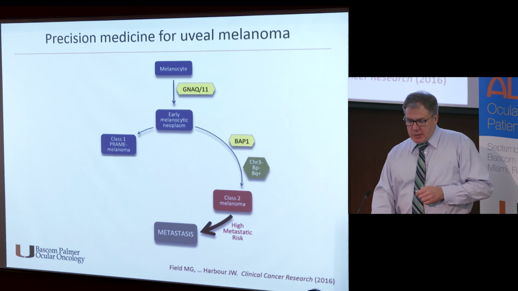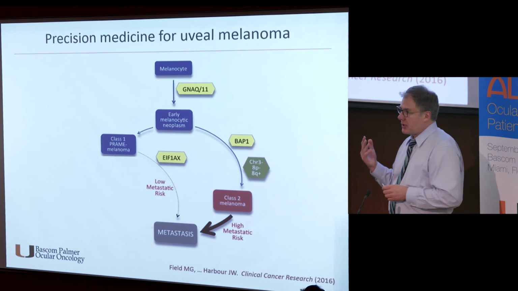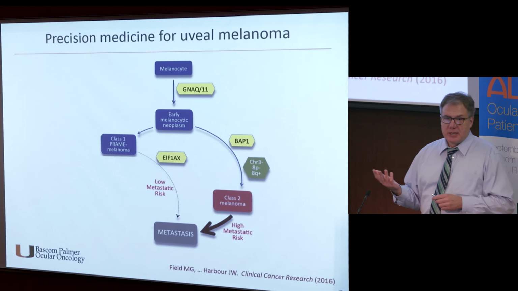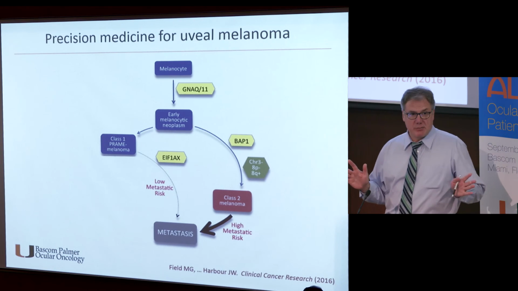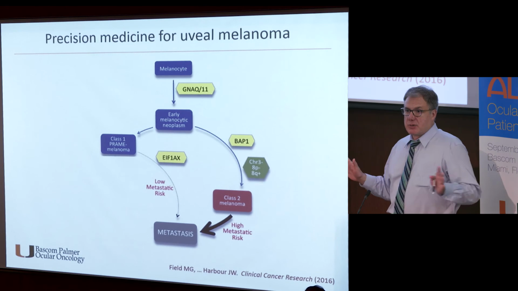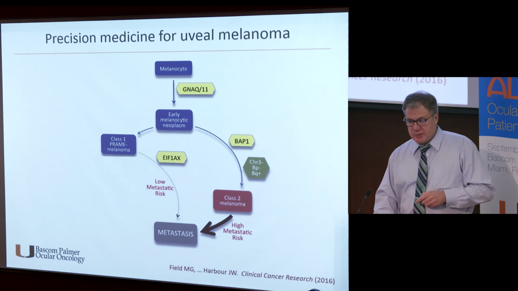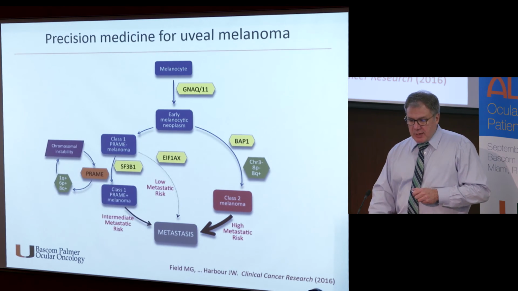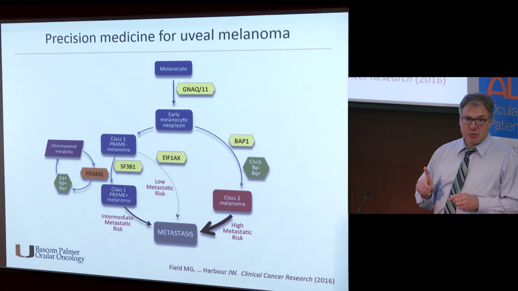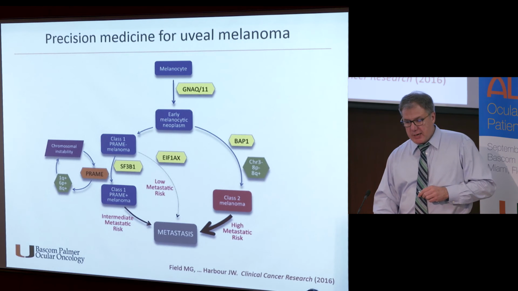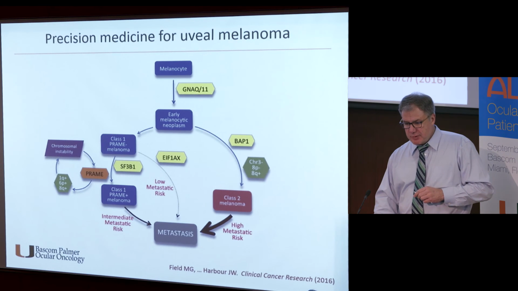The tumors that go down the different route to class 1, some of them develop something called an EIF1AX mutation. And this seems to be protective. Patients with this mutation rarely develop metastatic disease. So that's really good if we find an EIF1AX mutation in the primary tumor. If they have an SF3B1 mutation, as I mentioned earlier, these tend to be the ones that express PRAME, and they're at somewhat higher risk of metastasis.